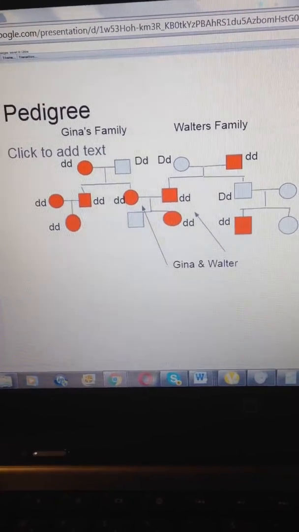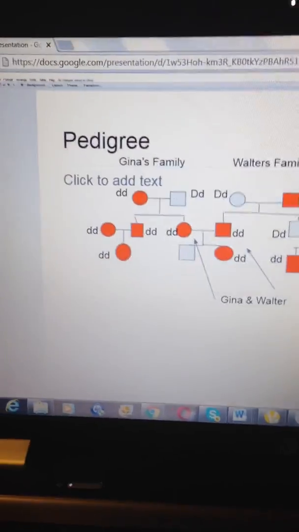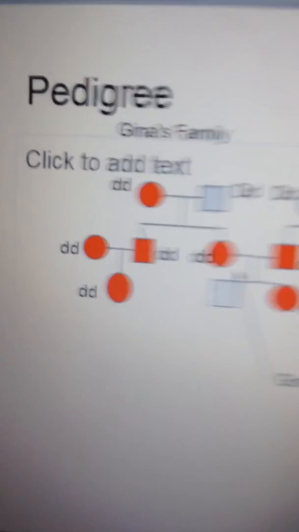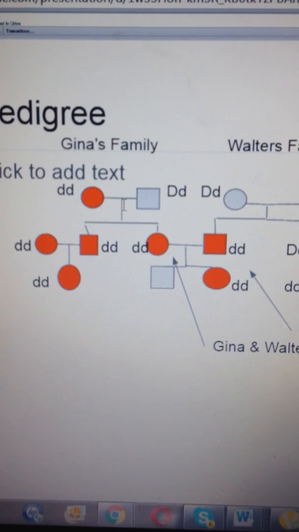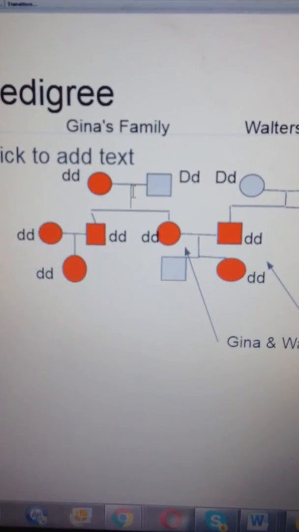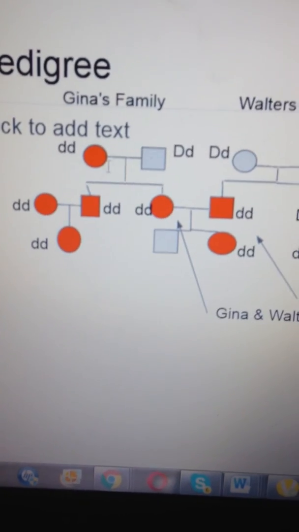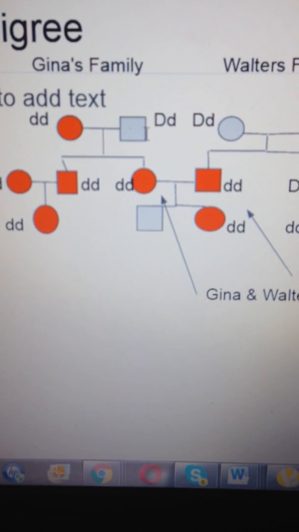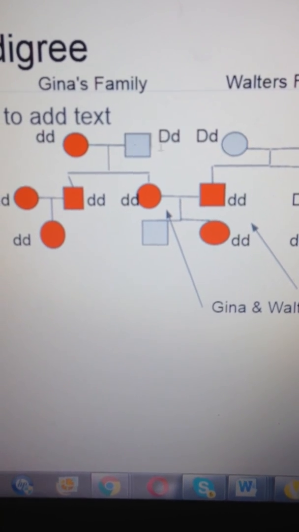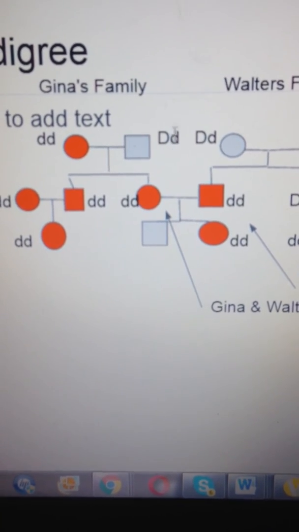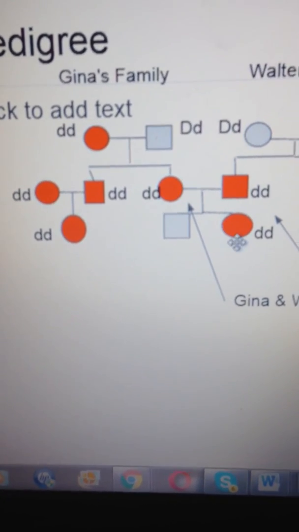This pedigree chart is set up by the different families, and first starting out with Gina's family, her mom had the disorder, and we already established that the disorder was recessive, so that would mean that she would have to have two small d's in order to show the recessive disorder. And her father, he did not have the disorder, so he was big D, little d, but he had to have carried that gene in order to pass that on to both his daughter and son.